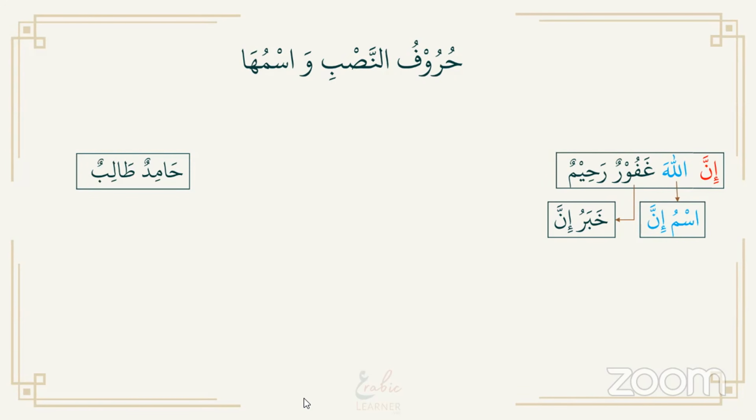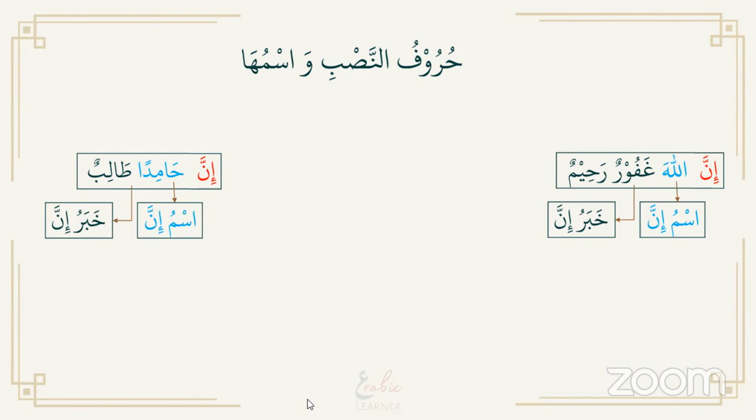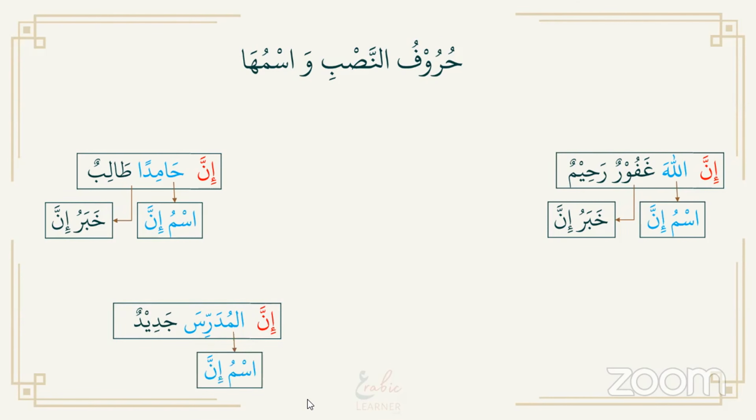Another example, Hamidun Talibun. If I want to say, indeed Hamid is a student, then how will I say? I will add inna to that and it becomes inna hamidan talibun. Here this is ismu inna, which is mansoob, and khabaru inna, talibun, is marfu. Another example, al mudarrisu jadidun. If I add inna to that, it becomes innal mudarrisa jadidun. Ismu inna is mansoob and khabaru inna is marfu.